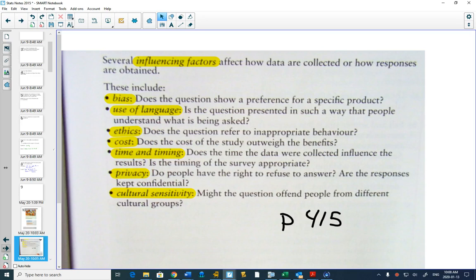So there are several factors that can influence how responses are obtained. This is in your textbook on page 415, so you don't have to write it down, but we'll just talk about it right now. First of all, bias. This is going to be a main thing that we're going to talk about. Does the question show a preference about the specific product? In this one, yes, there's a preference about it being delicious, a preference about it being quick to prepare. Okay? Use of language.